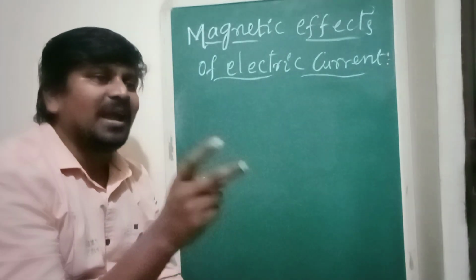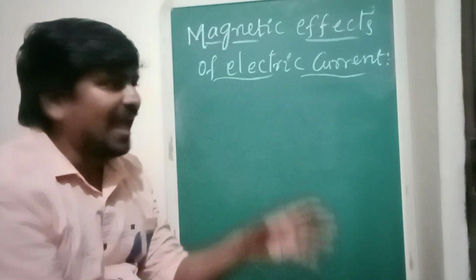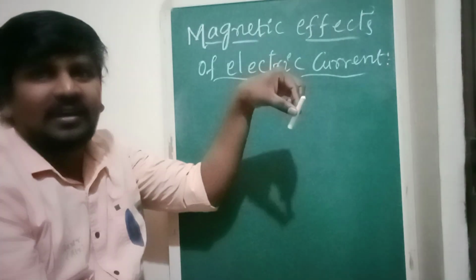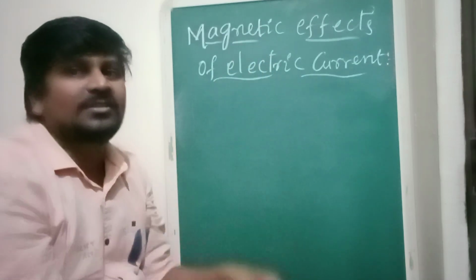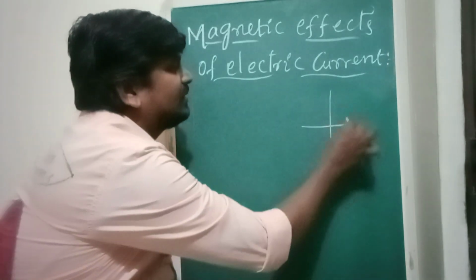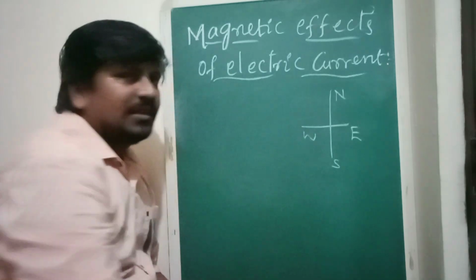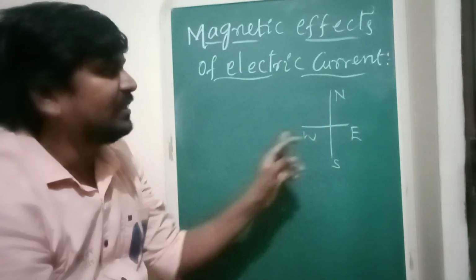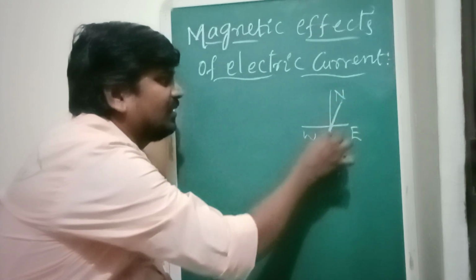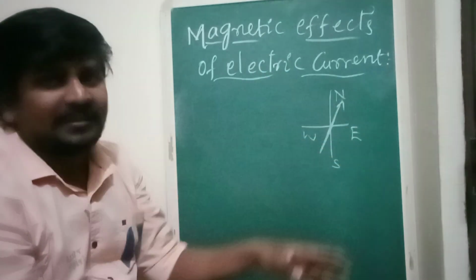A magnet has two properties. One is the directive property. If you hang the magnet freely, it always suspends in the north and south direction. So if this is north and this is south, this is east and west, it shows somewhat of an inclination. If you suspend the magnet, it is a little tilted.